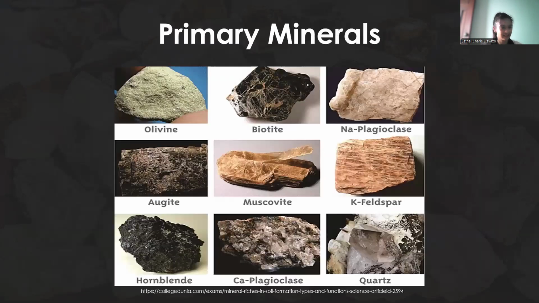Okay, next. These are the common examples of primary minerals: olivine, biotite, plagioclase, augite, muscovite, feldspar, hornblende, plagioclase na merong mataas sa calcium, and quartz. Madali lang siyang intindihin, kasi nga, wala namang pagbabago sa kanyang characteristics. Walang alteration, walang transformation.